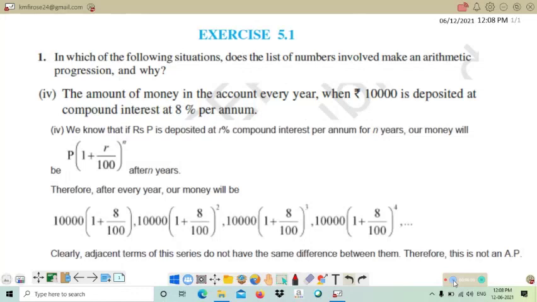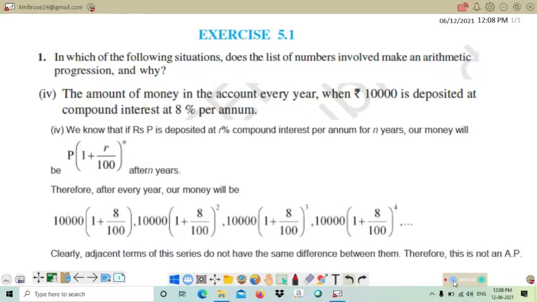Now let us discuss the last sub question of the first question. See here, the amount of money in the account every year when rupees 10,000 is deposited at compound interest at 8 percent per annum. We know the equation for compound interest, which we studied in class 8.